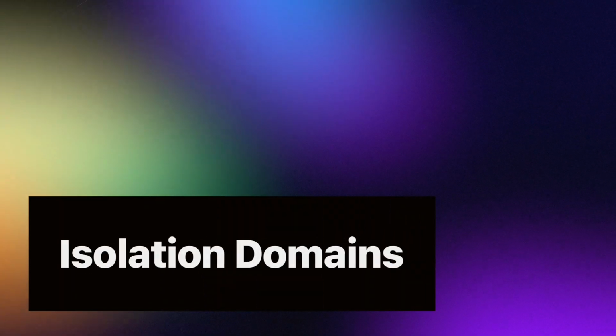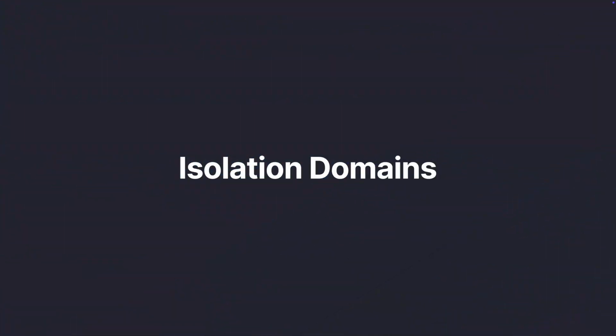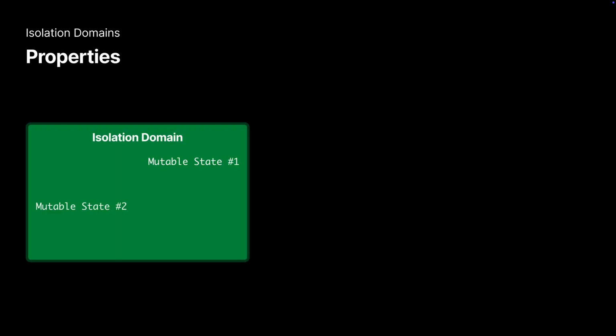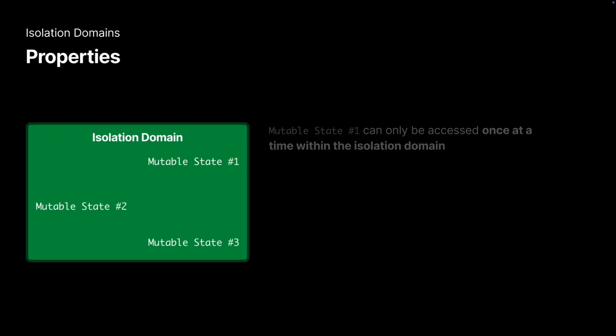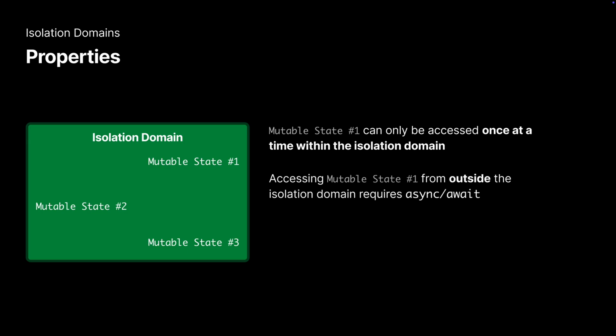Data isolation can be static or dynamic. Dynamic applies when we deal with Objective-C compatibility, but for Swift, the common case is to use static data isolation, which I will focus on, and it's made possible by isolation domains. Isolation domains define a safe concurrency boundary where a given variable, for example, mutable state number one, can only be accessed once at a time within the isolation domain. And to cross isolation domains, we cannot do it synchronously. We need to use async await.